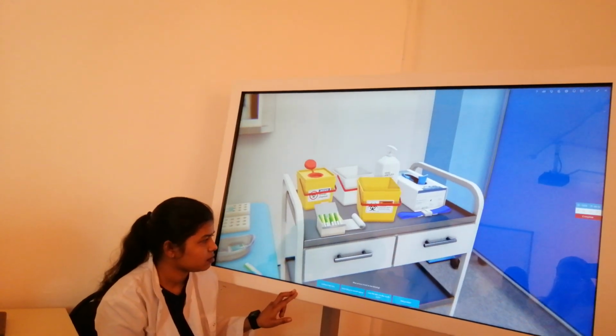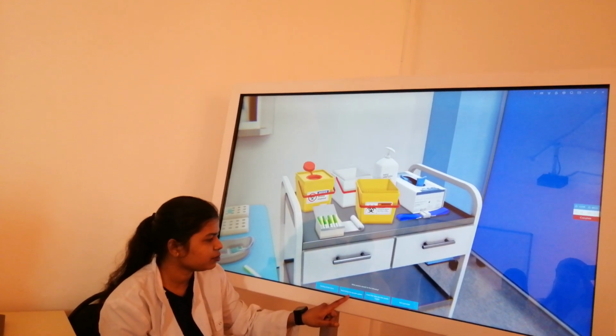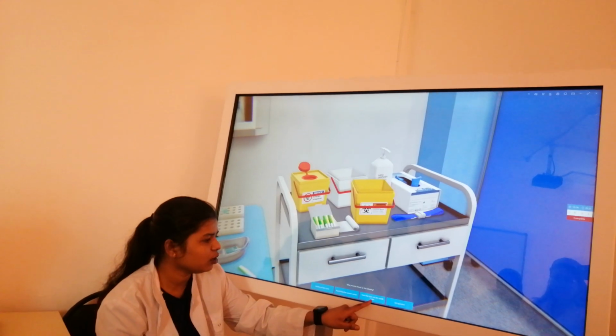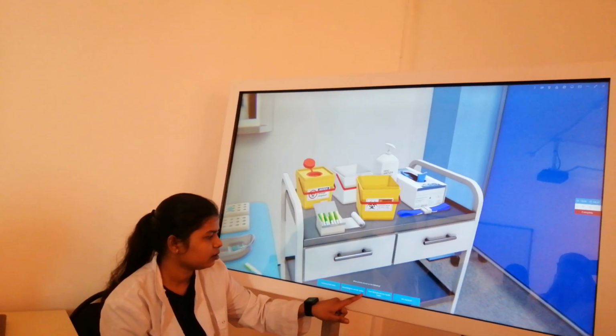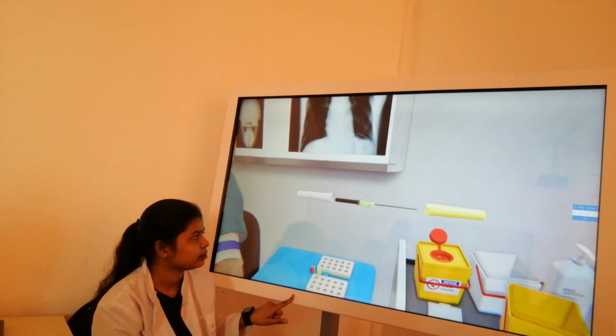What process should be the following? Labeling of test tubes, assembling the vacuum system. Insert the tube into the needle holder. Vein puncture. Assemble the vacuum system. Screw the needle into the needle holder.